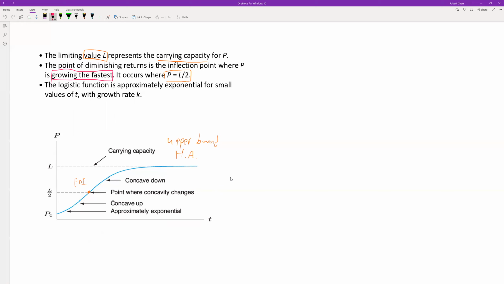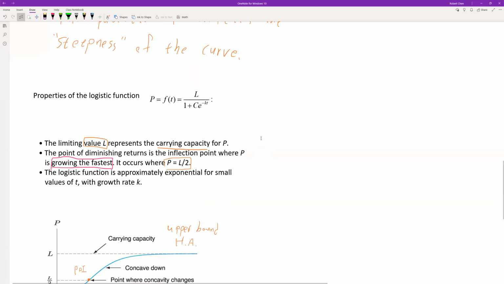All right, and last, the logistic function is approximately exponential for small values of t with growth rate of k. If you just look at a little part, it looks like an exponential graph. For small values of t, it looks like an exponential function. You can actually look at this form: we have c times e to the negative kt in the denominator. If it were in the numerator, then you would have c times e to the positive kt, which would show us it's an exponential growth type of model.